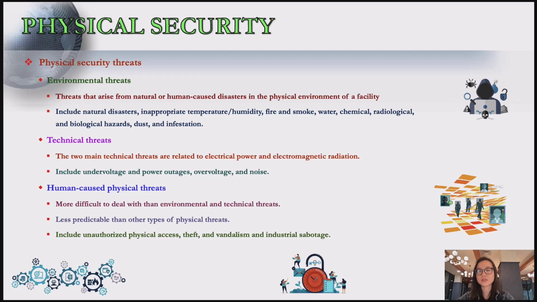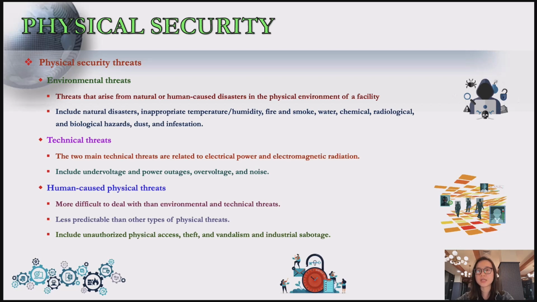Threats to physical security are often grouped into three categories: environmental threats, technical threats, and human-caused threats. Environmental threats are threats that arise from natural or human-caused disasters in the physical environment of a facility. Threats include natural disasters, inappropriate temperature or humidity control, fire and smoke, water damage, chemicals, and so on.